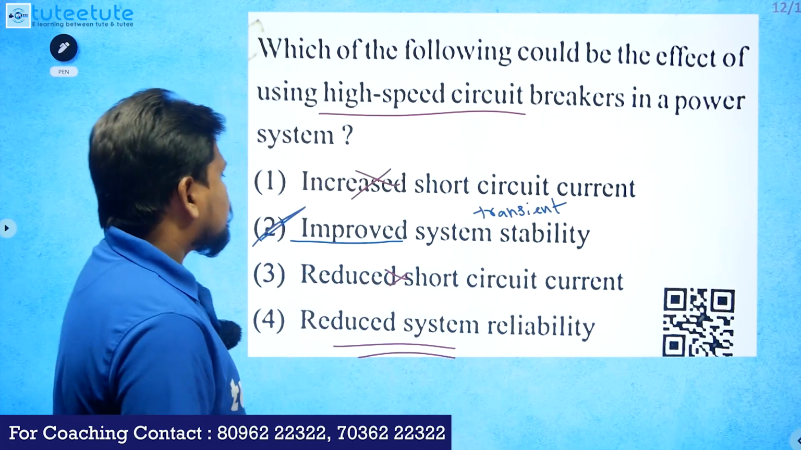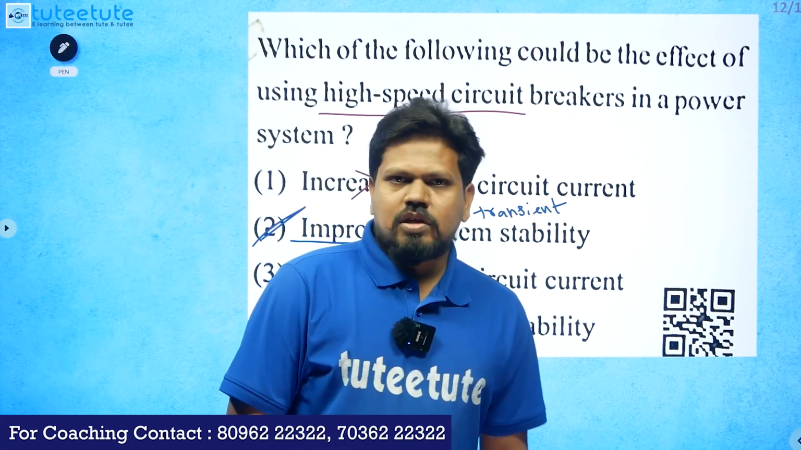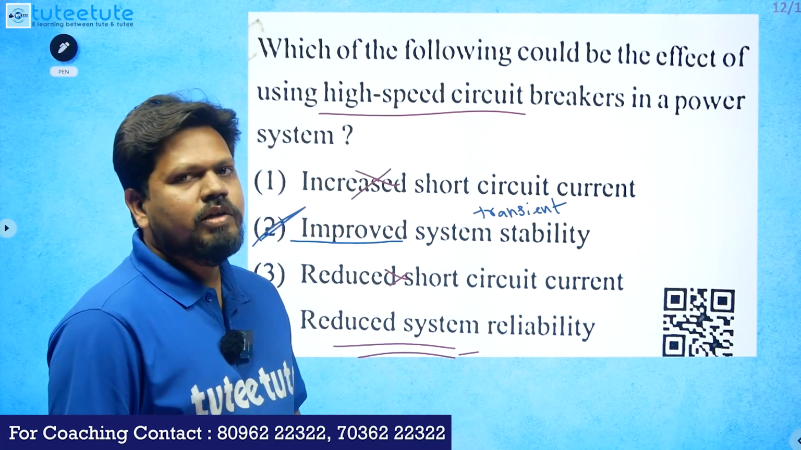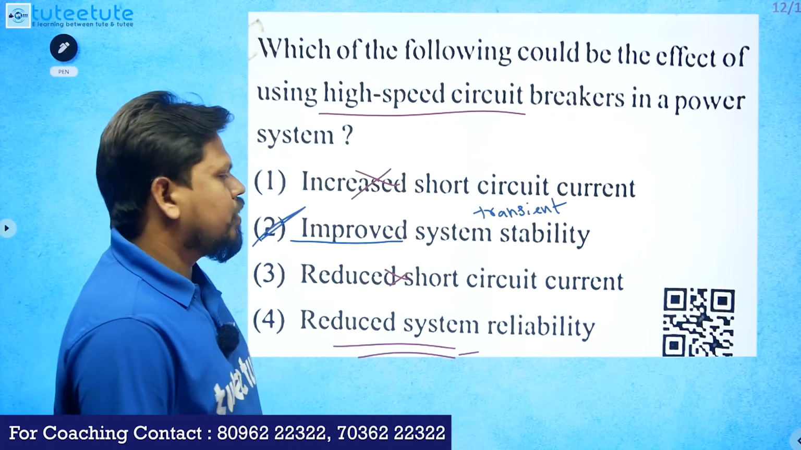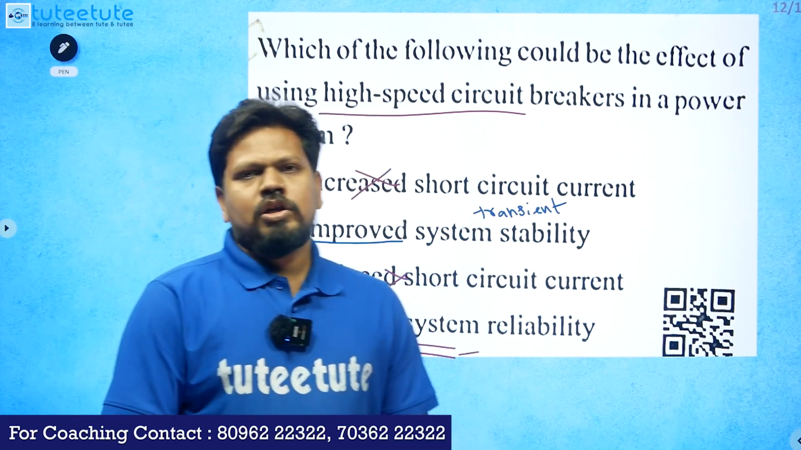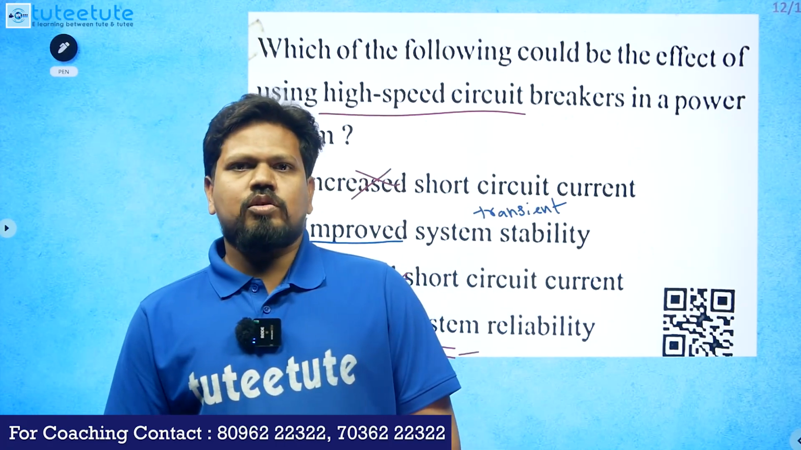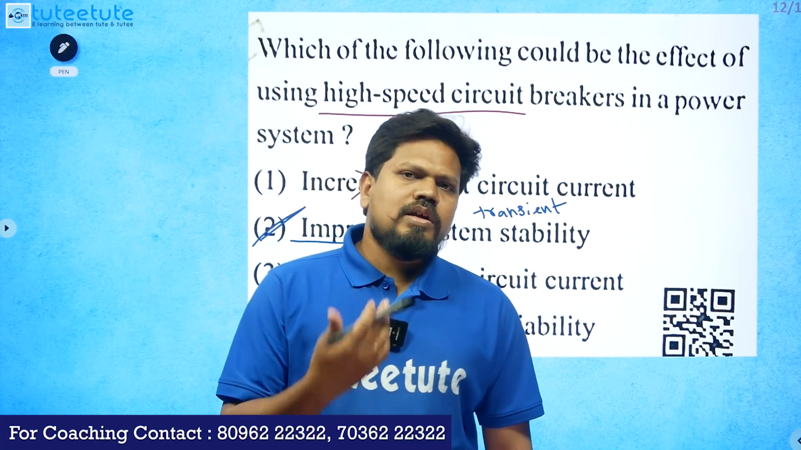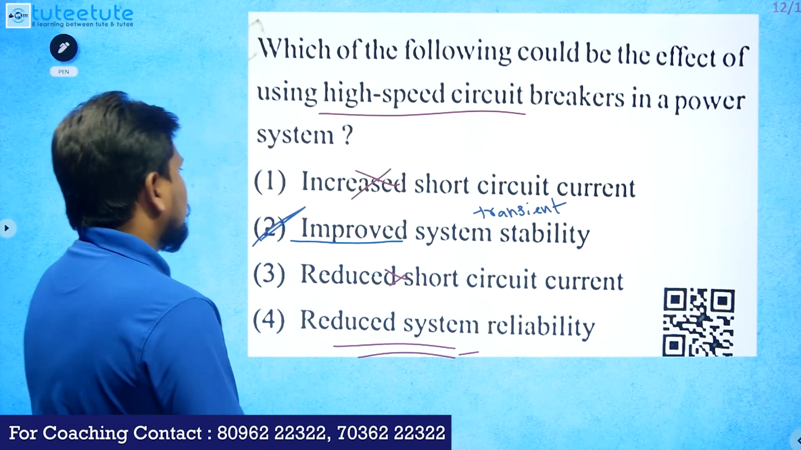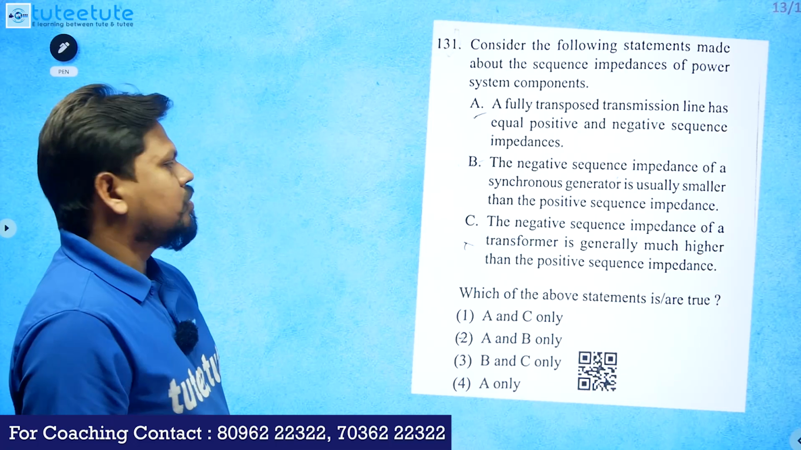For a reliable system, we use the ring main distribution system, right? In distribution we have this. To have higher reliability of the distribution system, we connect it in a ring main system. There it is more useful, but here there is not much need, because our power grid or bus bar is a bigger bus bar, so it will always be stable. That's why we call it an infinite bus bar. So the answer for this question is improved system stability, that is, transient stability.